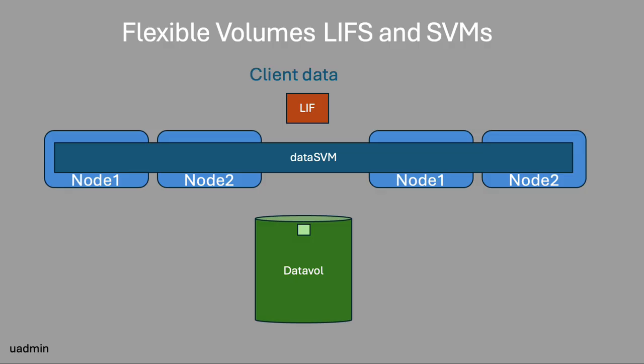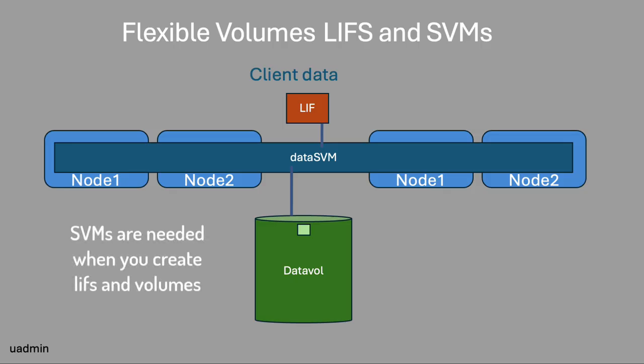And those are flexible volumes, as I mentioned, and logical interfaces. Now in short, a logical interface is a construction that holds an address with lots of properties. So on the one hand we have the clients that connect to a particular LIF, and on the other hand we have the flexible volume on which they can store their data. And it's the SVM that connects both of them together. Keep in mind that you cannot create either LIFs or flexible volumes if you have no SVMs in place.